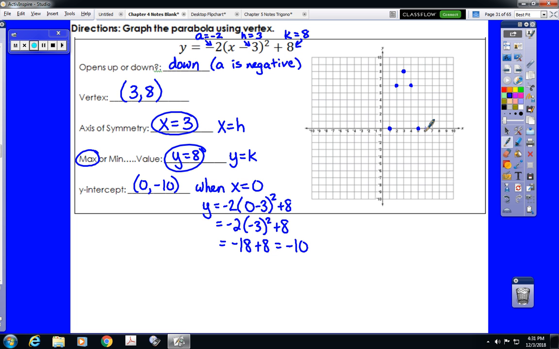Then we're going to go out 1 and go down negative 2 times 5, which would be down 10. Notice we've passed through that 0, negative 10. That was the y-intercept. So there's the graph of that parabola. I didn't do a great job there, but that's okay.